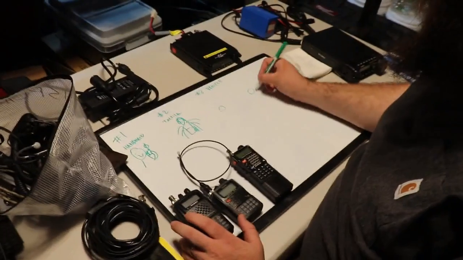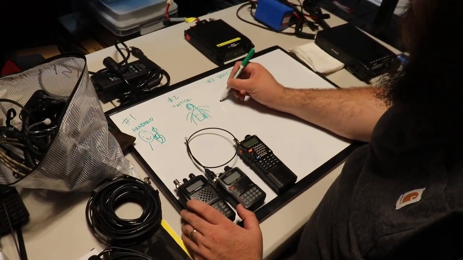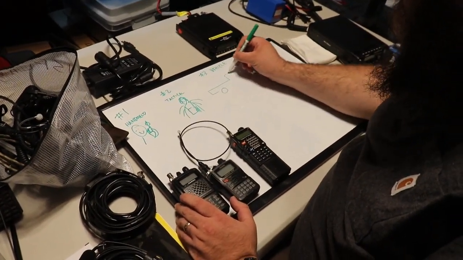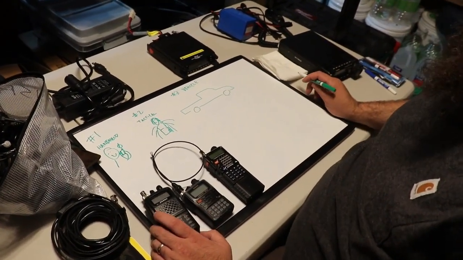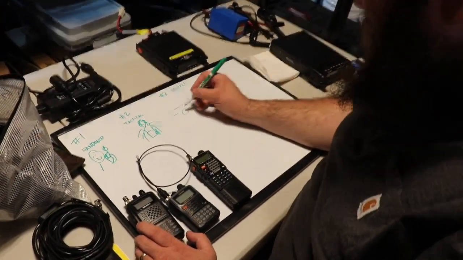So if we're in a vehicle, let's see how badly I can draw a truck here. I told Evan, he was like, you draw a lot similar to me. He's like, oh, I'm bad. I was like, oh, thanks.